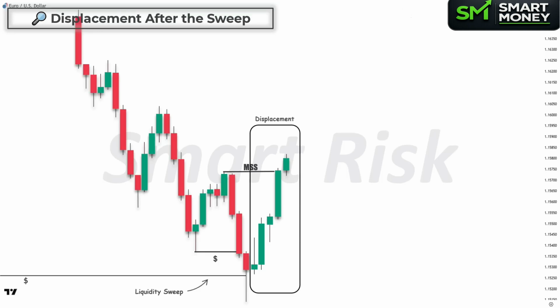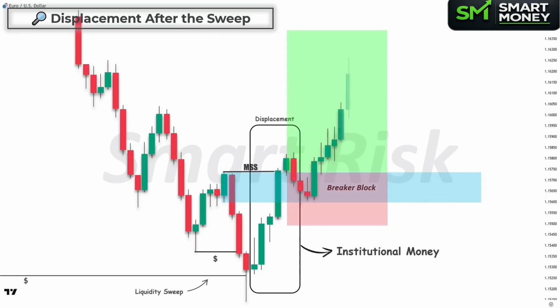If price simply stays above that level, moves sideways, or slowly drifts lower, we do not have enough evidence that buyers have taken control. But if price sweeps the low and then aggressively moves higher with strong bearish candles, that is a completely different signal. That displacement tells us that market conditions have shifted and that institutional money may be entering in the opposite direction. And that is exactly the type of confirmation we are looking for.